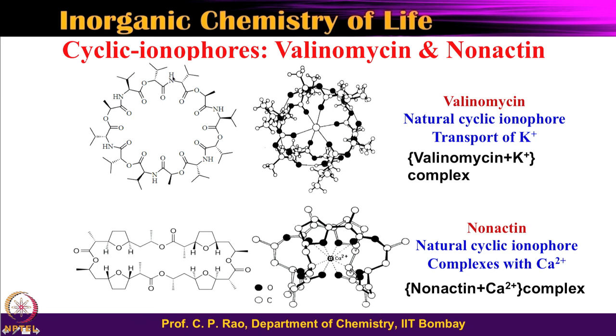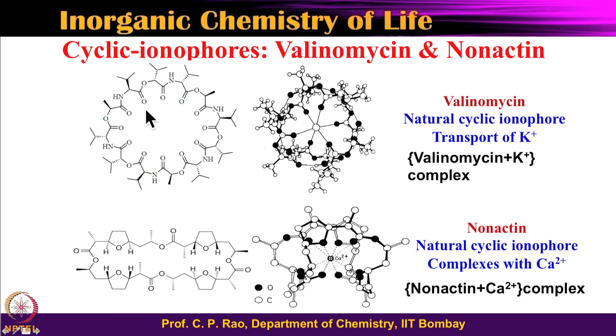Peptide, because CONH, CONH, CONH. So, you have all this kind of thing. You have other linkers also. Other linkers are also there. It is a cyclic peptide. Okay. So, this is a natural cyclic ionophore, and this is very selective for the potassium.